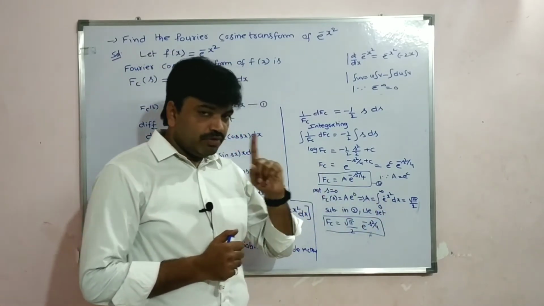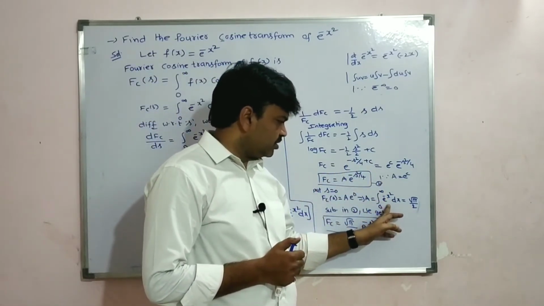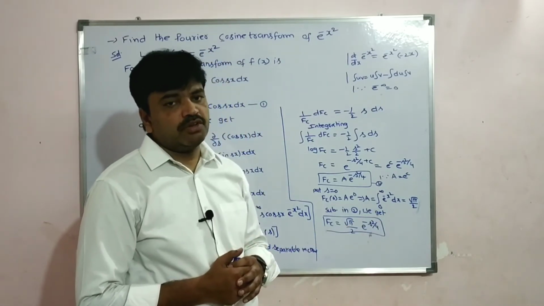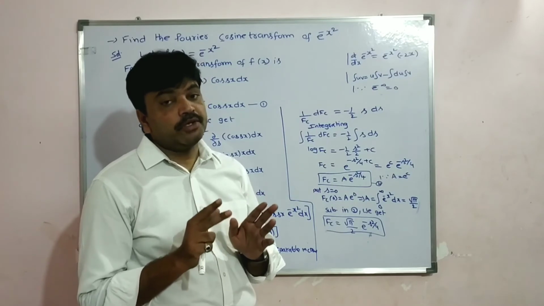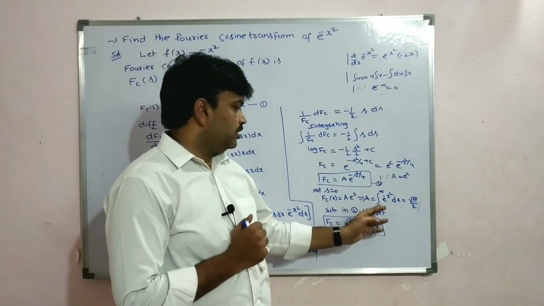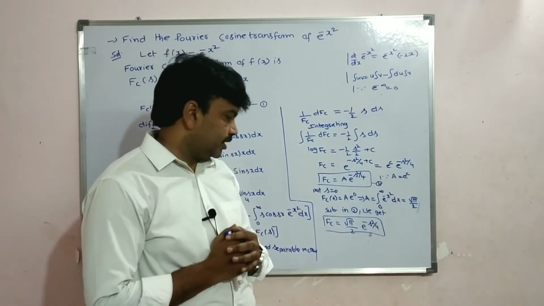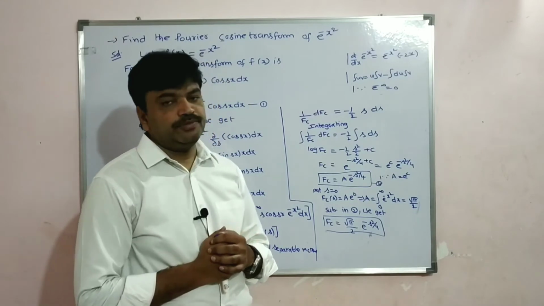And remember one thing here, students, please remember these values, because it is a beta gamma function. No, it is not necessary, students, it is enough to remember the value. Integral 0 to infinity e power minus x square dx value is root pi by 2, right? We substitute here, we get the Fourier cosine transform.